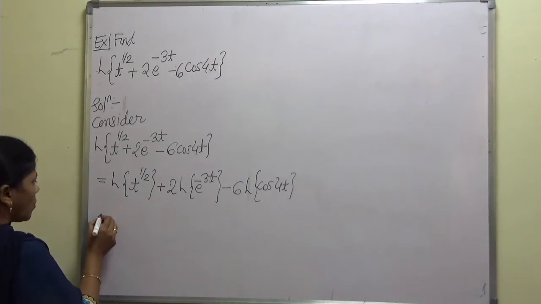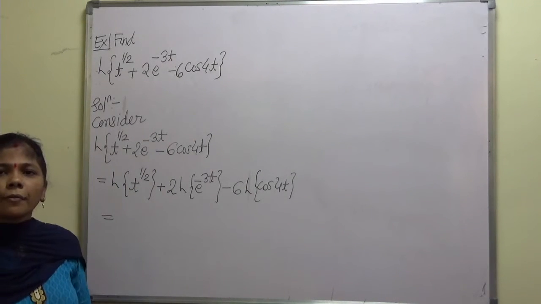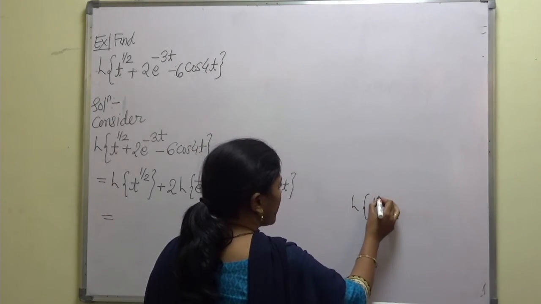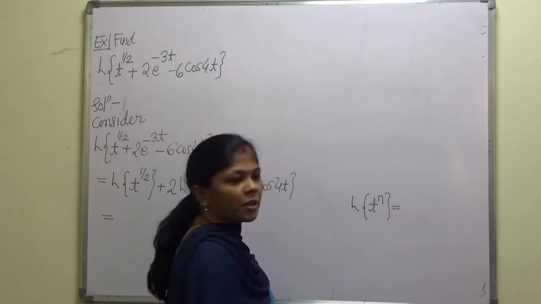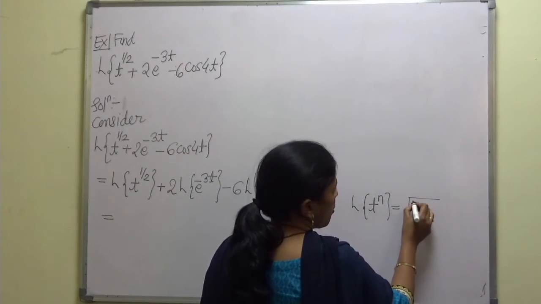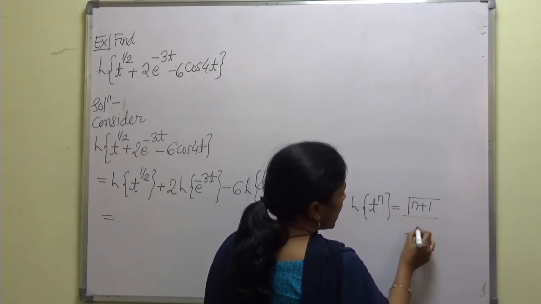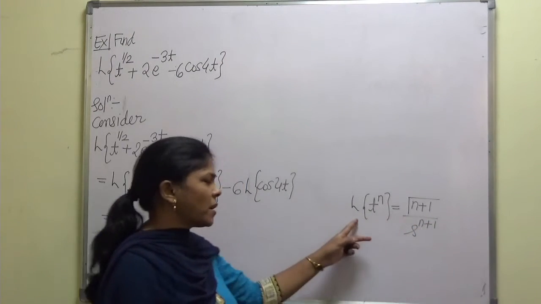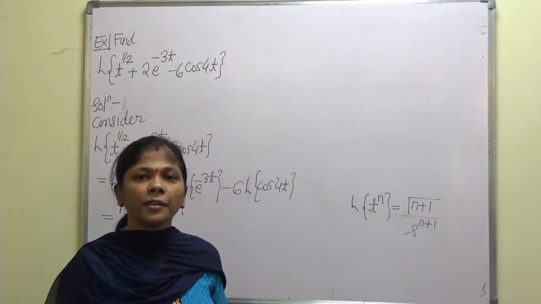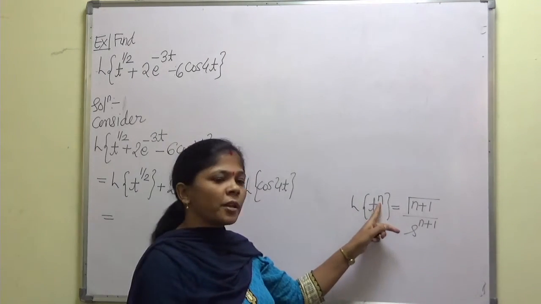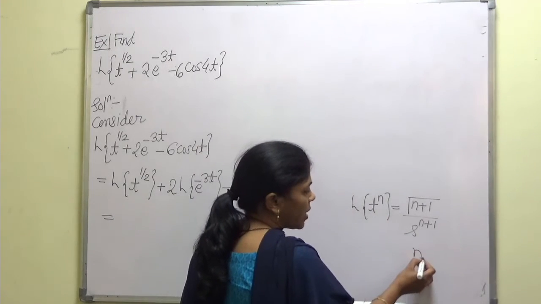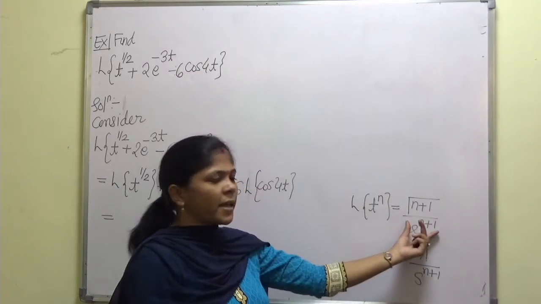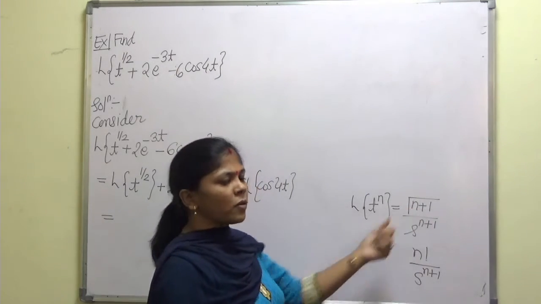Okay. Now, what is Laplace transform of t to the power half? So here we will apply the formula Laplace transform of t to the power n. What is Laplace transform of t to the power n? It is gamma of n plus 1 upon s to the power n plus 1. Because here n is a fraction. If it is a positive integer, then we will apply the formula n factorial upon s to the power n plus 1. Otherwise, we apply this formula. So, just find out the value of n.